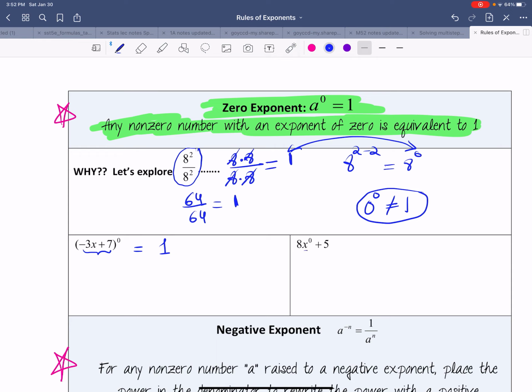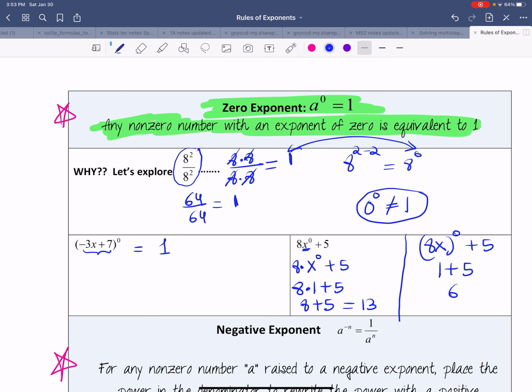Here's the next example. x to the 0 power. 8 is not raised to the 0 power. Keep in mind, 8 is not raised to the 0 power. It's like 8 times x to the 0 power plus 5. What is x to the 0 power? x to the 0 power is 1, which turns out to be 8 plus 5. And 8 plus 5 is 13. And that's our answer. If you had (8x) to the 0 plus 5, that was a different story. That was a different problem, because now the whole thing, 8 and x, are both raised to the 0 power. Anything to the 0 power is 1. So that answer would have been 6.